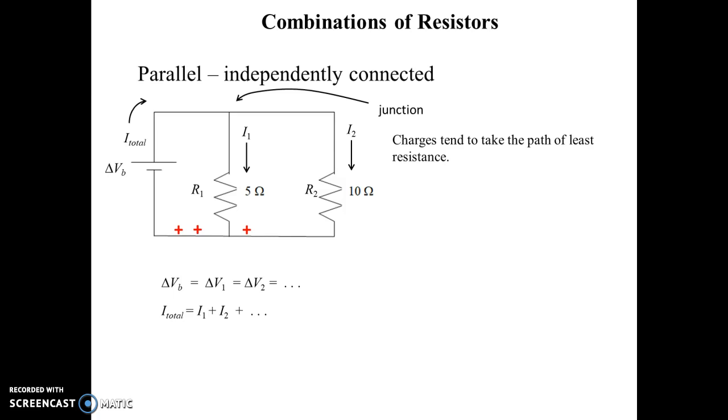And of course this is where the bears get involved that we talked about before. And of course then the owner of the ski resort would get sued. But no matter what, the total current splits at the junction, comes back together at the other junction. The currents have to add back up to the total current. We cannot lose charges.